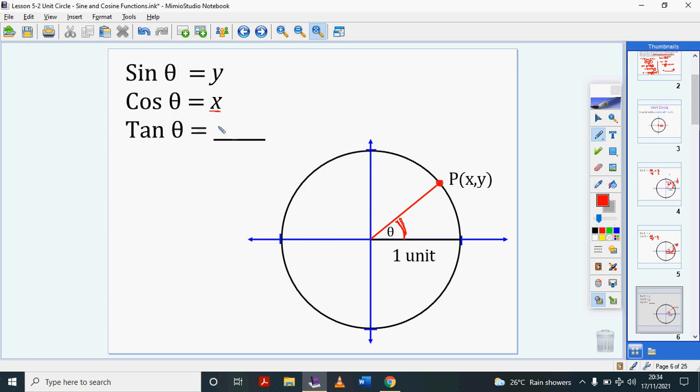The tangent, remember tangent is opposite over adjacent, right? I'm getting these things from SOHCAHTOA.